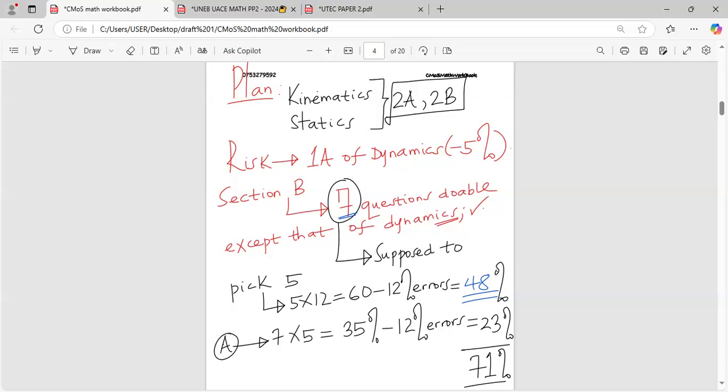But me, after doing the statics and kinematics, I had to go and see the numbers of dynamics of section B. I made sure that I know all of them. You check our year, it was number 2 and number 3. That's when they brought a question on momentum. And I did it also and I passed it.